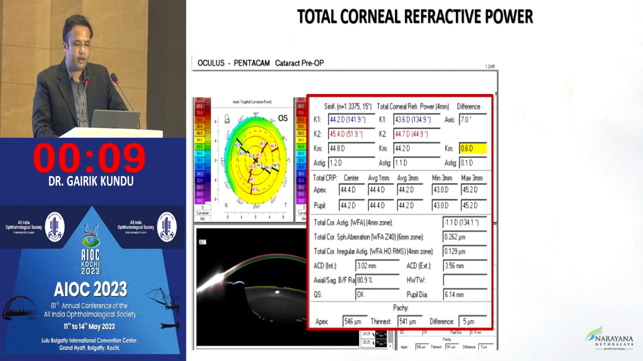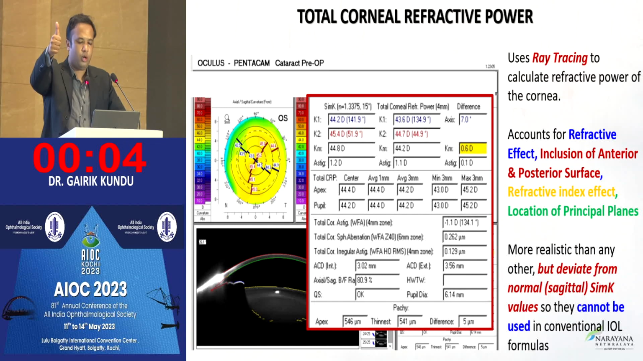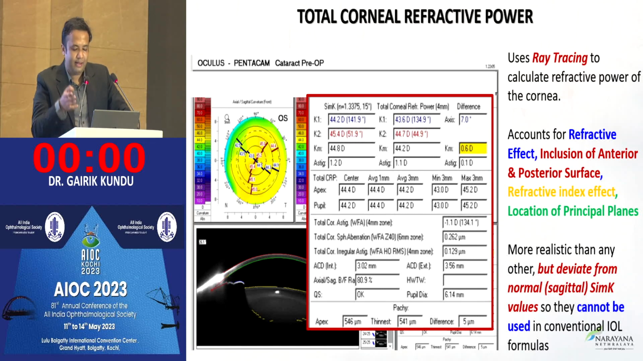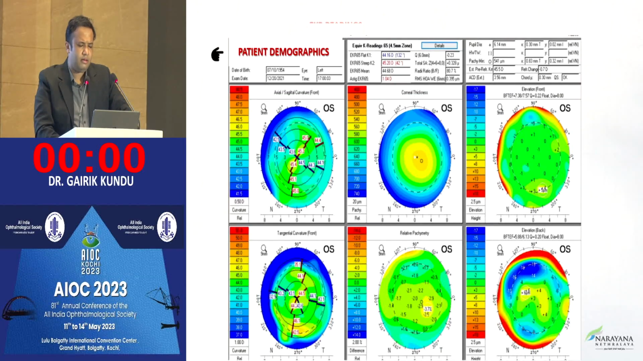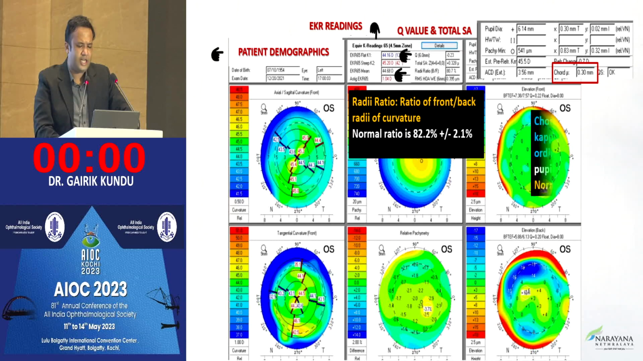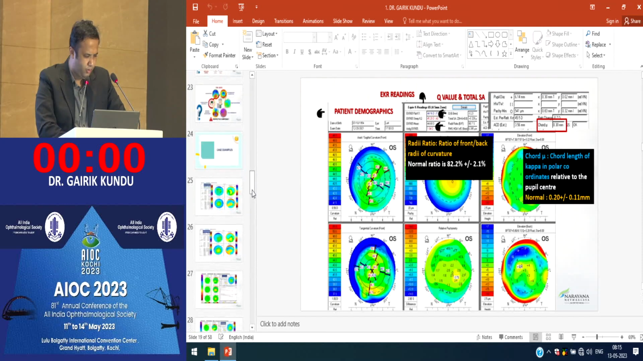The total corneal refractive power map again uses ray tracing. It accounts for, I spoke about refractive effect, inclusion of the anterior and posterior surface. It also looks into the effect of the principal meridia both in the anterior and the posterior cornea. But again, more realistically, it generally does deviate from the SIMK, and therefore it cannot be used. So I'll be going into aspects of epithelial mapping before I summarize what I spoke about. So I'll just try to cut down for want of time.